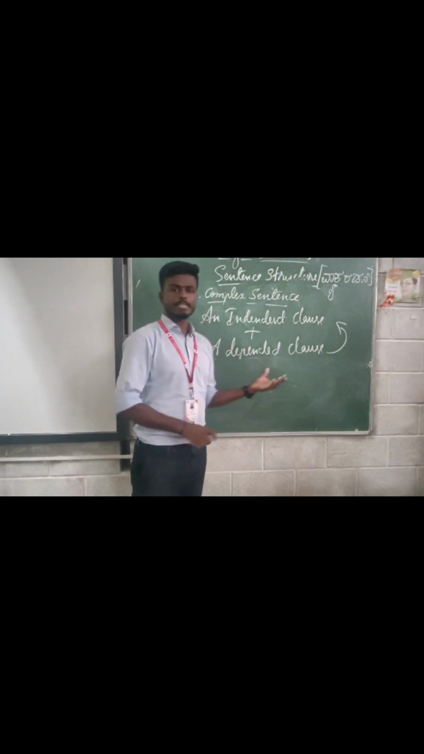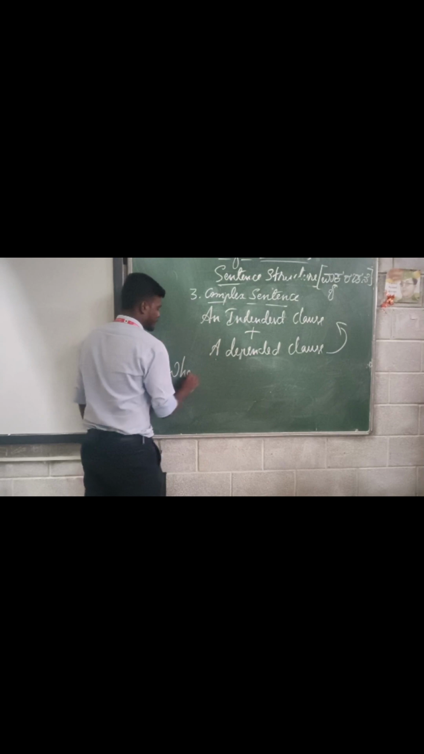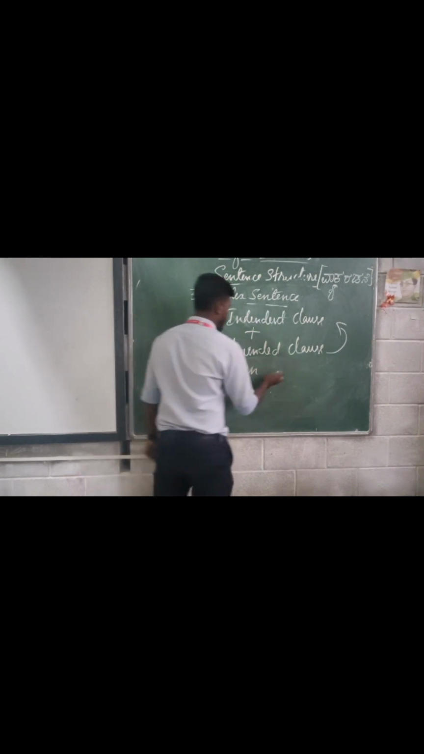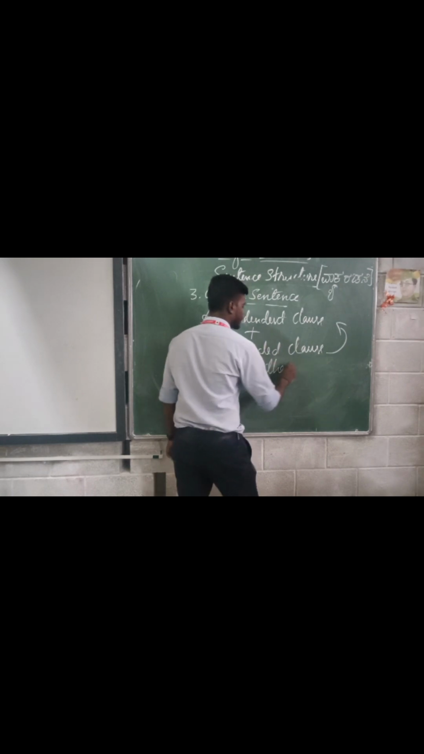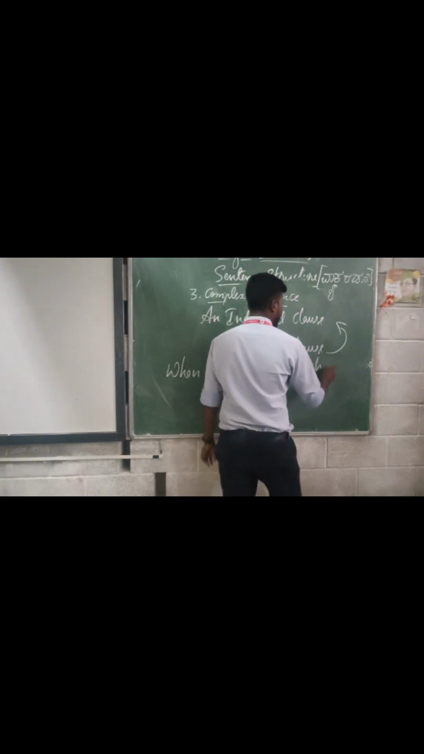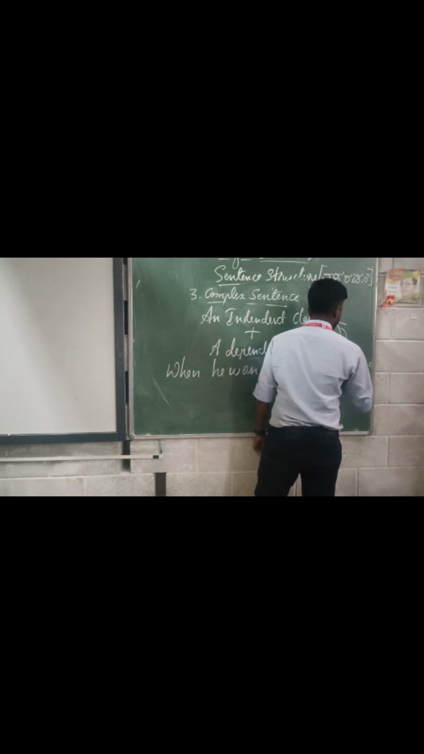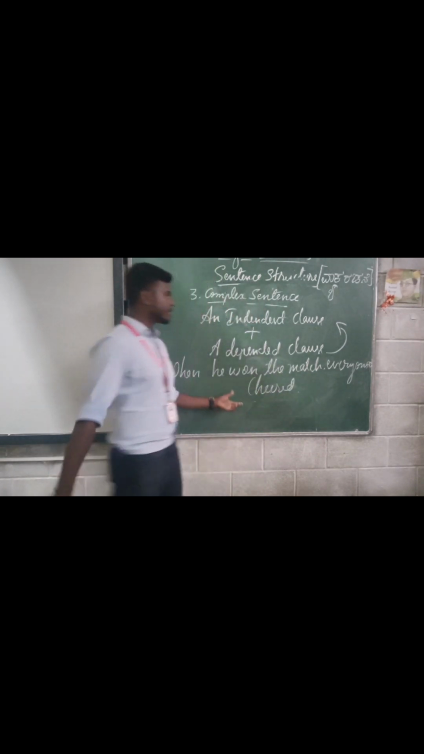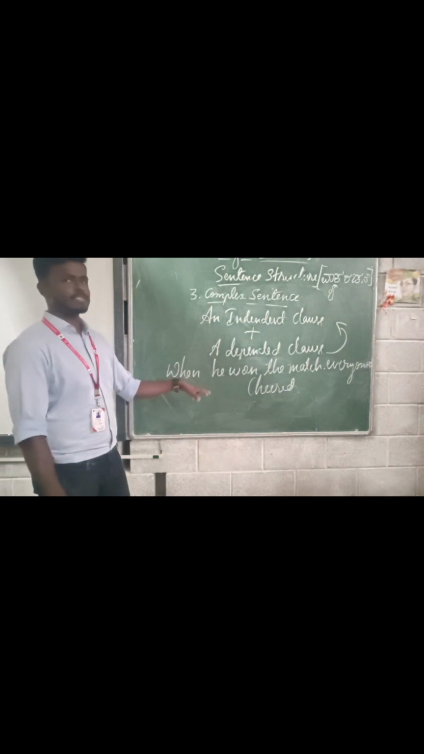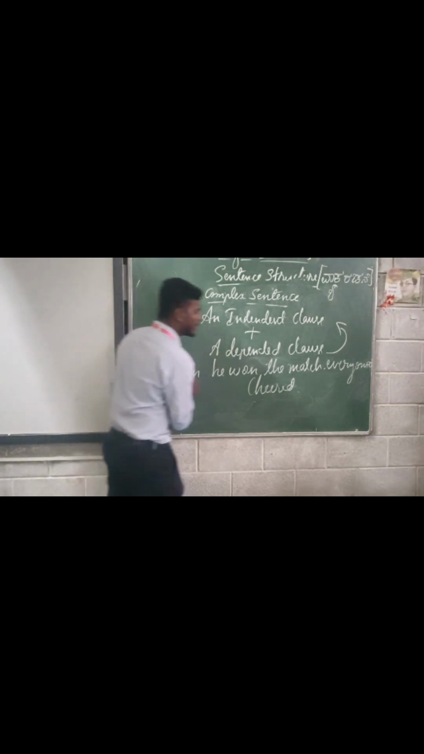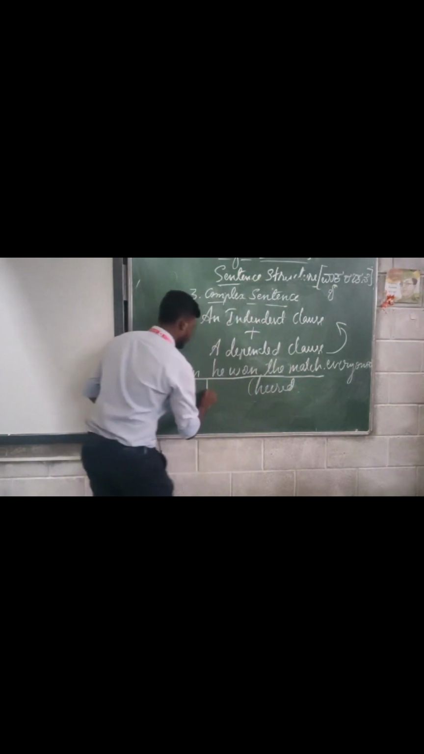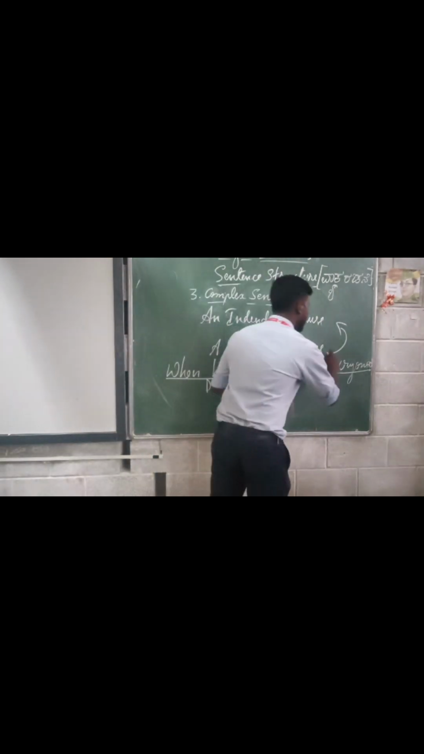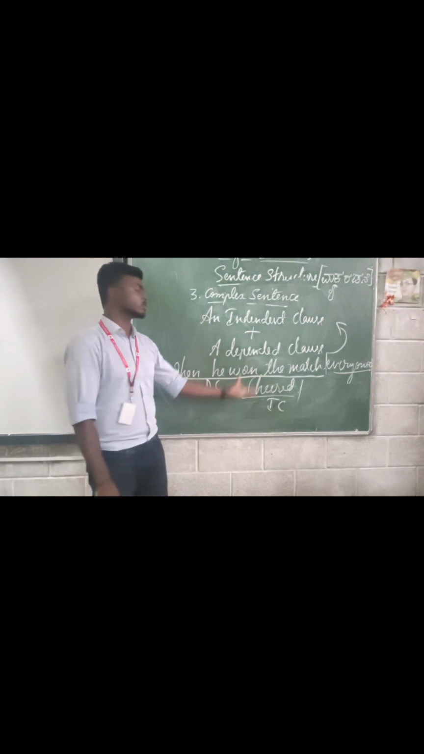Okay, so here I'll give one example, that is: when he won the match, everyone cheered. So here we have a dependent clause plus an independent clause. Here the dependent clause is when he won the match. Everyone cheered is an independent clause. Why? Because here we have a meaning, so that is the independent clause.